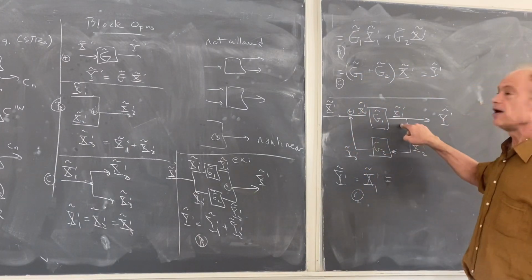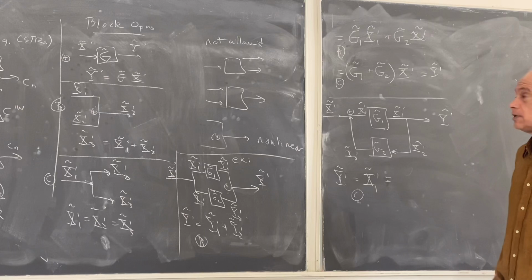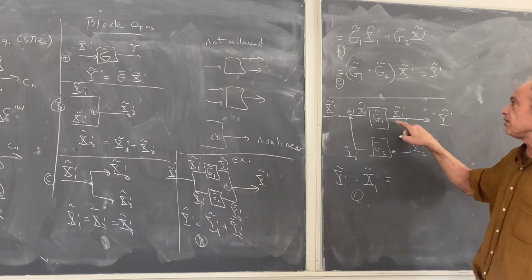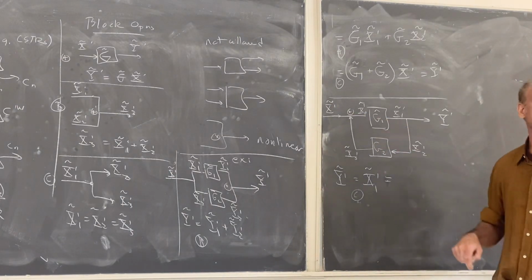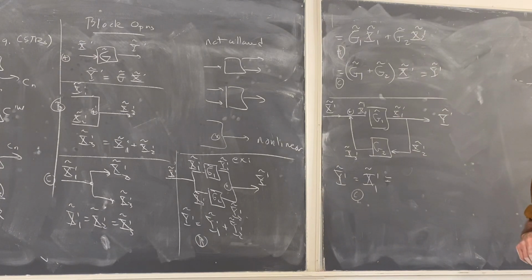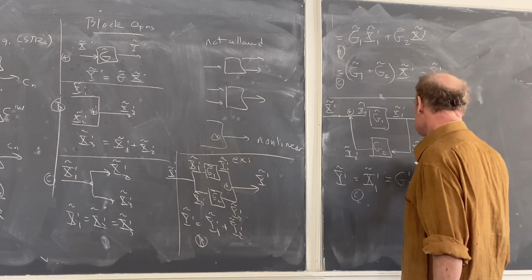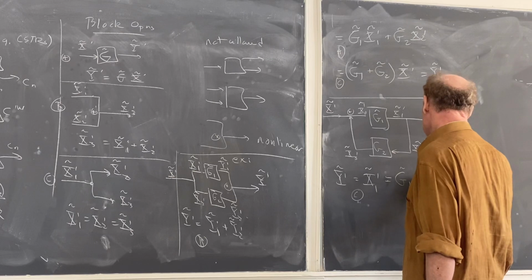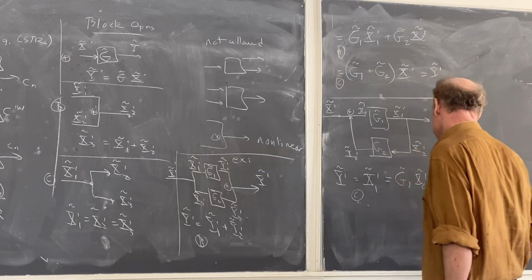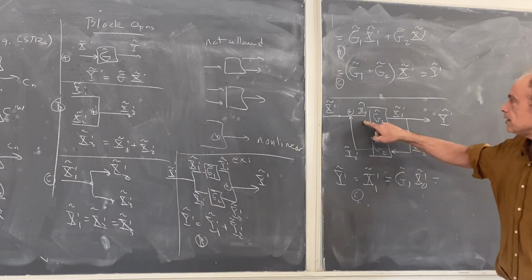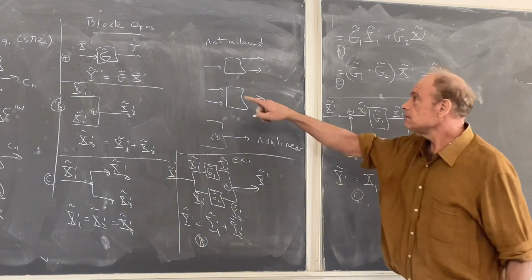What's x1 prime tilde? You have three possibilities in terms of x0 prime tilde. Somebody else? Yeah? G1 times x0 prime. Yes. So that's equal to G1 tilde times x0 prime tilde. Okay, and that was by A.